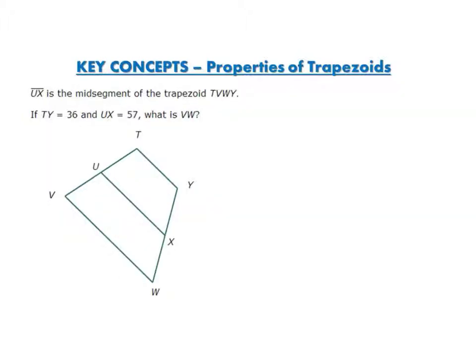Here's a little different problem. This one says UX is the midsegment of the trapezoid. If TY, which is a base, is 36 and UX is 57, they want to know what the length of this other base is. So here's what you have to do when you know the midsegment and one of the bases. First of all, you take the length of the midsegment. In this case, it's 57. And you multiply it times 2.